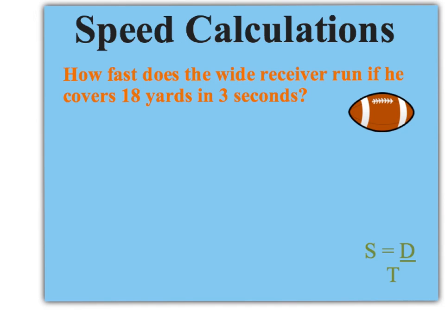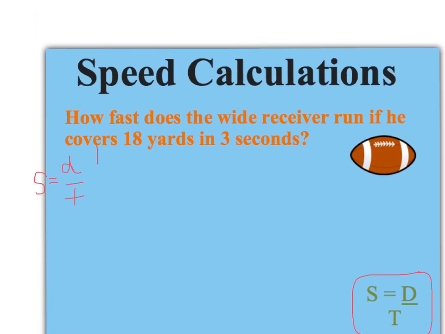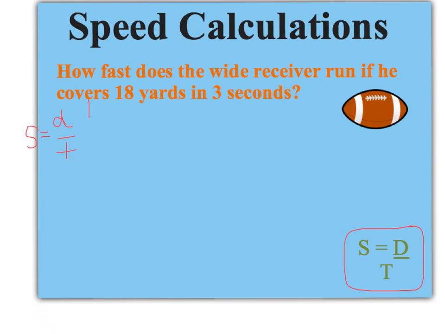Our first example problem: how fast does the wide receiver run if he covers 18 yards in 3 seconds? Well, here's our formula down here. Speed equals distance divided by time. I always like to write the formula down. And then I look to the problem to find out what I know. How fast? Well, that word describes speed. So that's what I'm looking for. I'm looking for how fast.